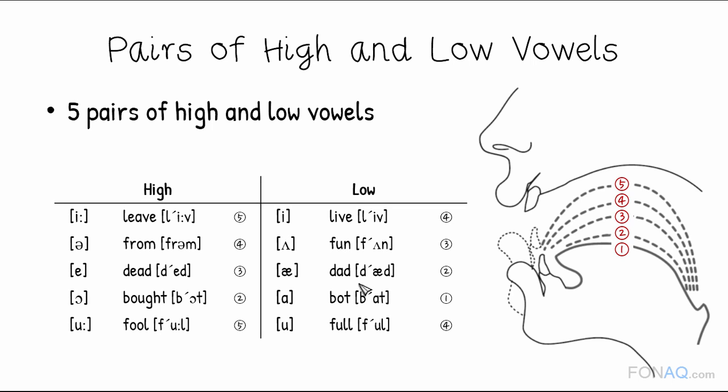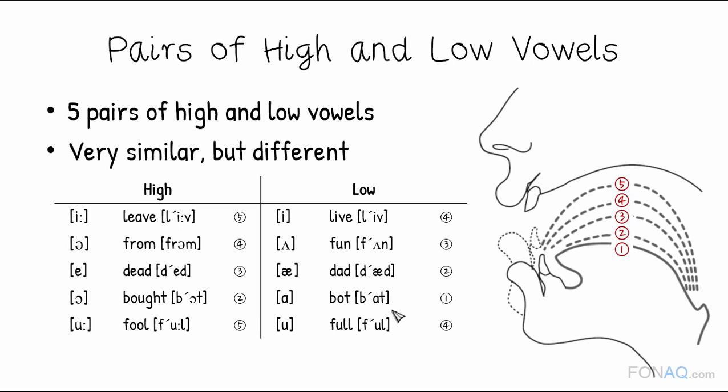In English, there are 5 pairs of similar vowels that can be distinguished by their tongue height. For example, these 2 words, leave and live, sound very similar, but in fact are different, because they're produced at different tongue positions, 5 and 4. The vowel in from and the vowel in fun are slightly different too. How about the next pair? Dead and dad. High at 3 and low at 2.